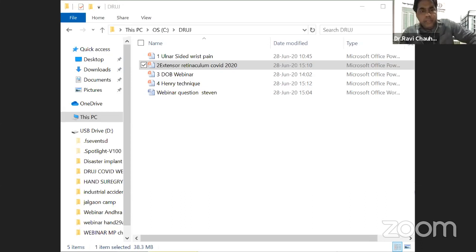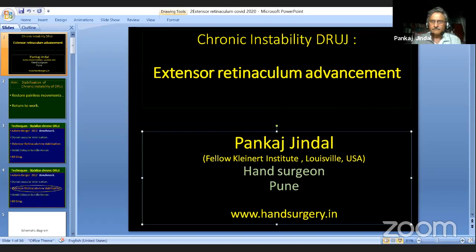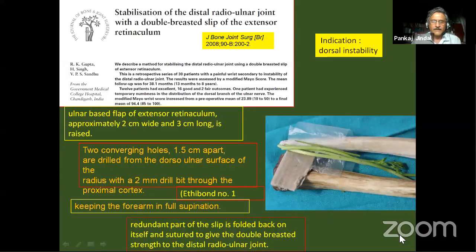Sorry to interrupt. Actually, your slides are not moving. Okay. Can you see? You're sharing a different screen, I think. Yeah. Just a minute. Can you see now? Yeah, it's visible now, sir, please. Okay, can you see now?